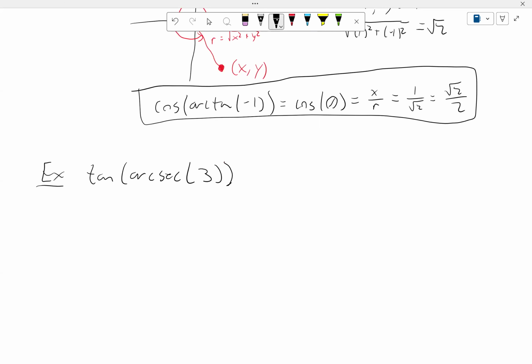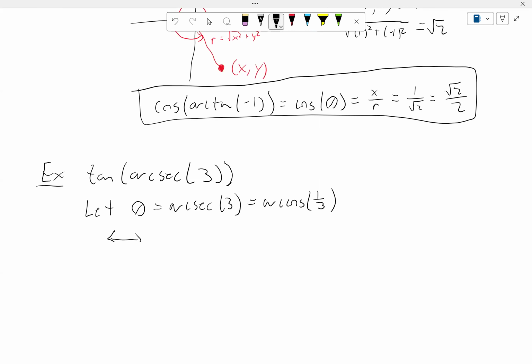Okay. So we can't do approach 1 on this one because arc secant of 3 is not one of our special angles, so we can't find an exact angle on it. So instead, we're going to do approach 2. So let's let theta be equal to arc secant of 3, which, if you'll recall, you don't need to know anything about arc secant except that this is the same thing as arc cosine of the reciprocal of the thing on the inside. So this is the same thing as arc cosine of 1/3.